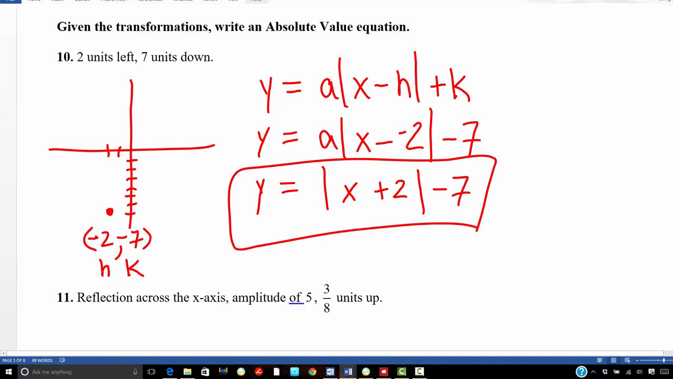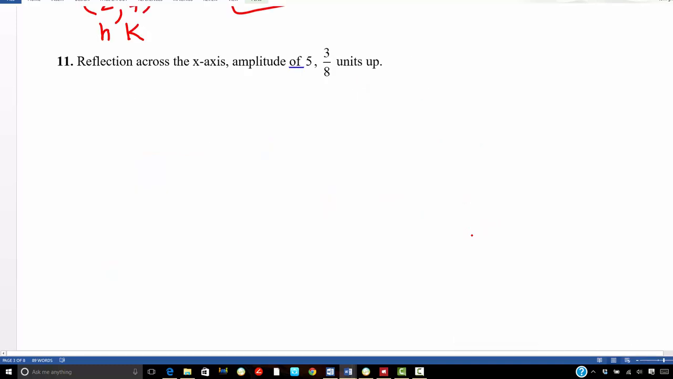I encourage you, if you haven't already, try number 11 before I go over it.